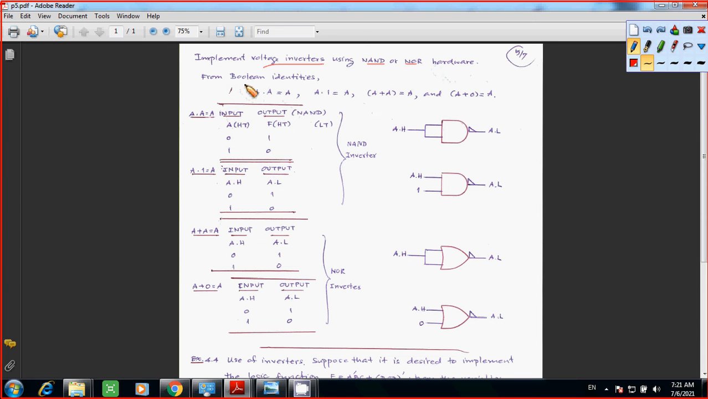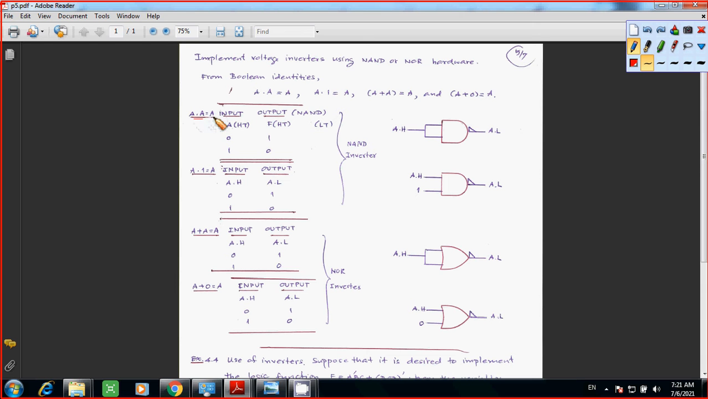and former Boolean identities. We know that A and A gives you A. A and 1 or high gives you A. A or A gives you A, and A or 0 gives you A. They all give you, I'm sorry, A. Now let's start with A and A.